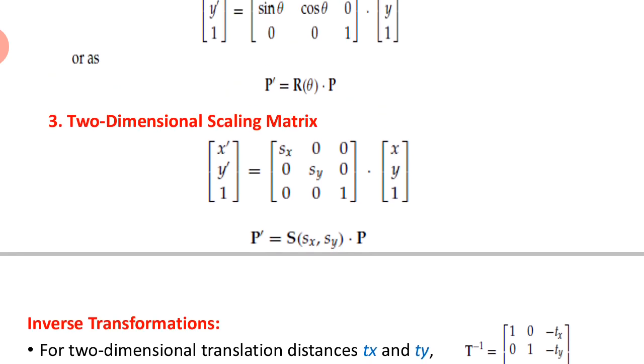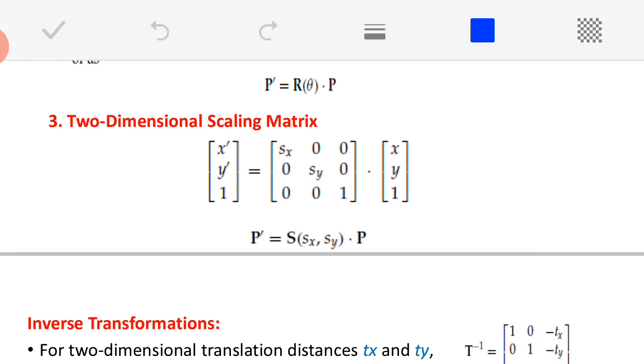In scaling also you can observe that we have converted our 2 cross 2 into 3 cross 3. So what is happening here? Earlier, before homogeneous, you can try to recall, my point was x comma y, and my matrix was Sx 0, 0 Sy, a 2 cross 2 matrix, and the scaled point was x dash comma y dash. This is for one point. An object might consist of multiple points to which we can apply this.